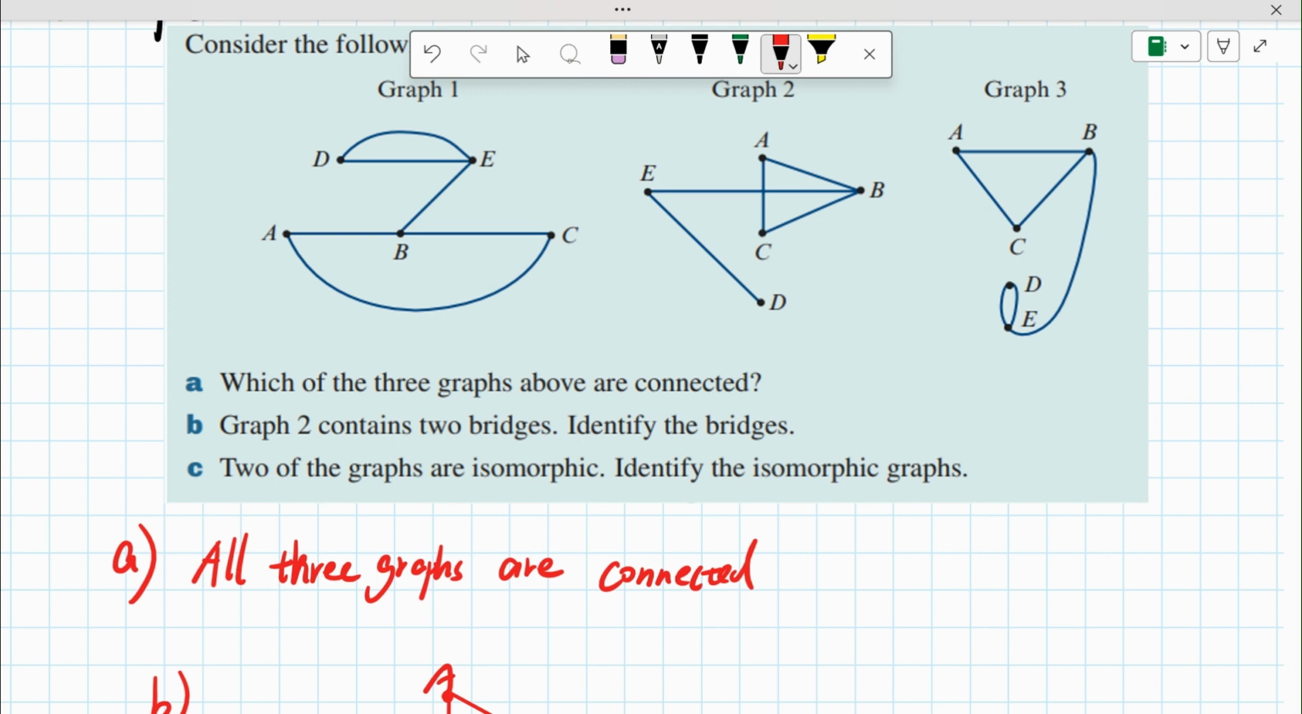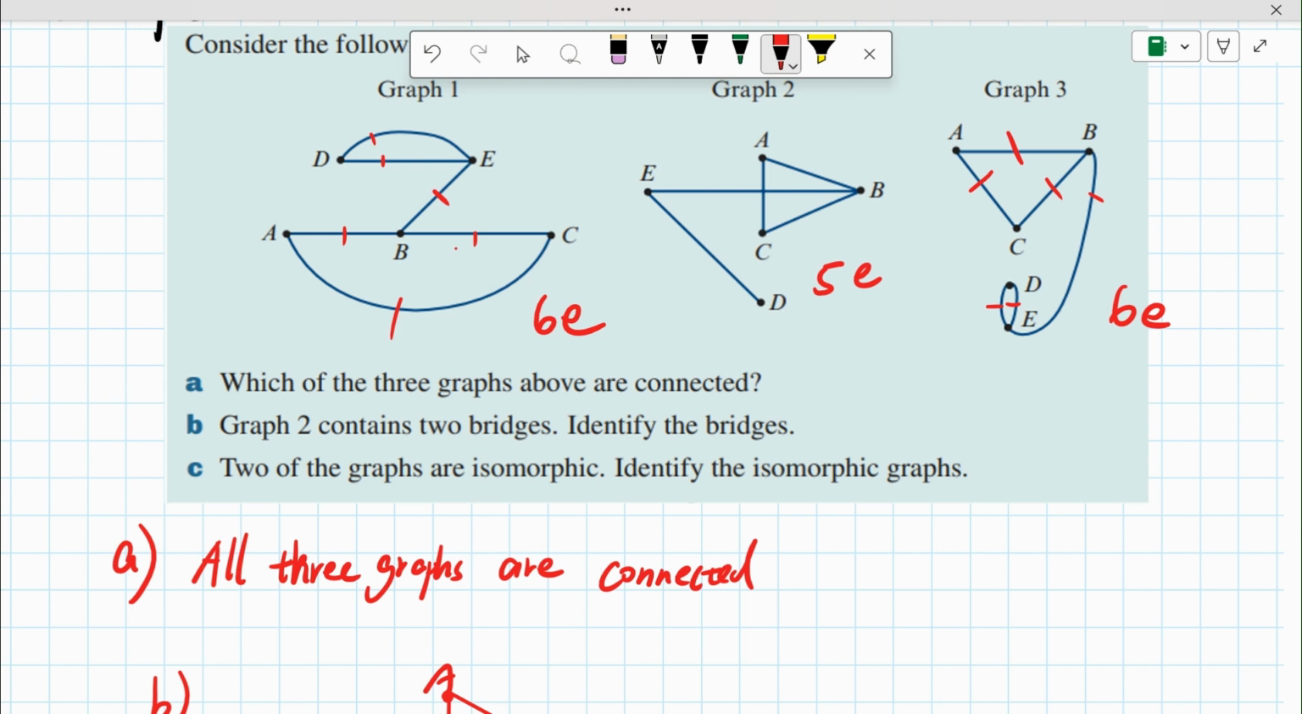Graphs 1 and 3 have 6 edges: 1, 2, 3, 4, 5, 6. Graph 2 has only 5 edges. Now we check that all edges connect the same vertices. All edges in graphs 1 and 3 connect the same vertices.